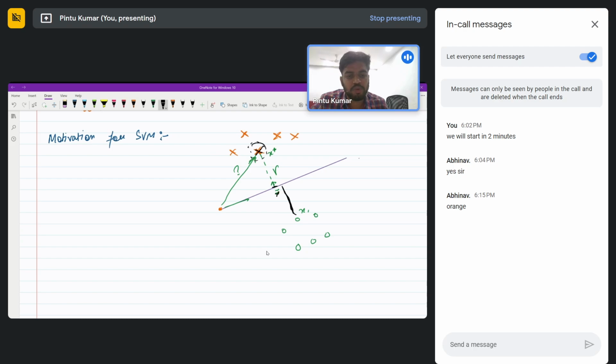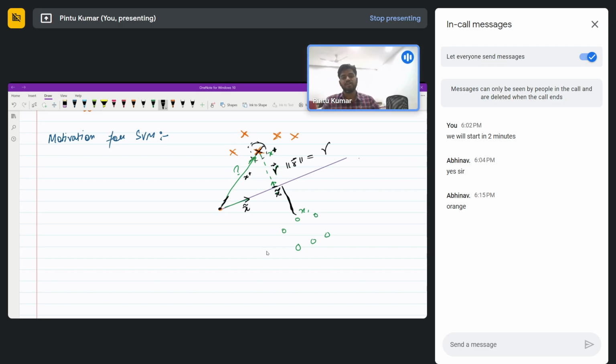Let's say this point is my x tilde, from which I am drawing a perpendicular to the point x plus, which is the nearest positive point to my separating hyperplane. Let's say this is the origin. Then this vector is your x tilde vector, and this vector is the x plus vector. We want to find this gamma, right? Let's call this the gamma vector, and its length is gamma.